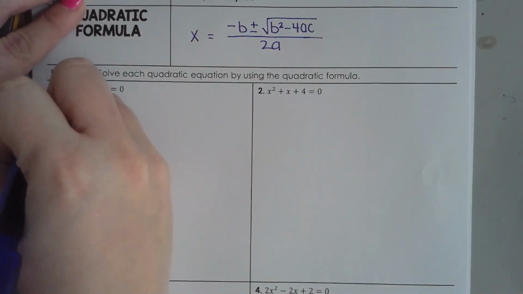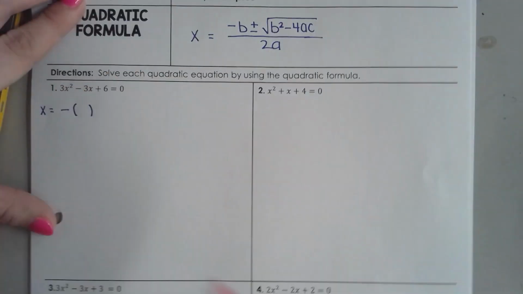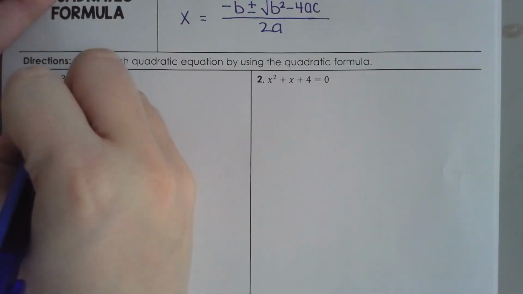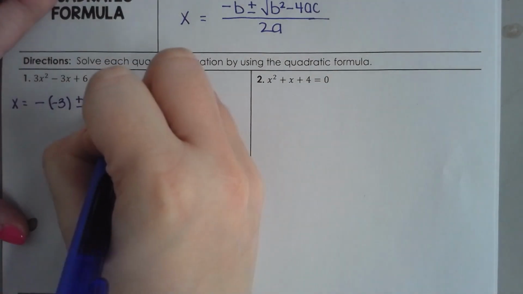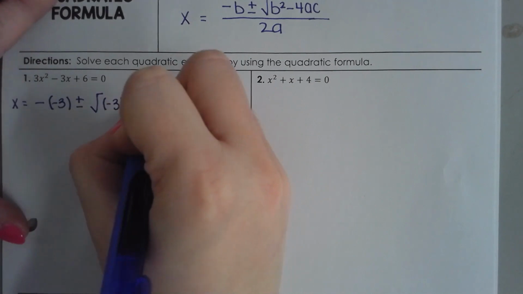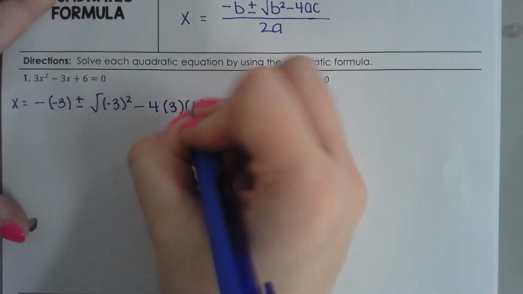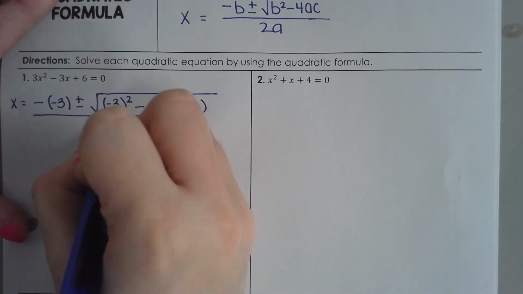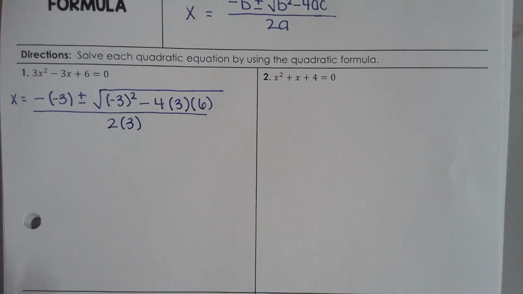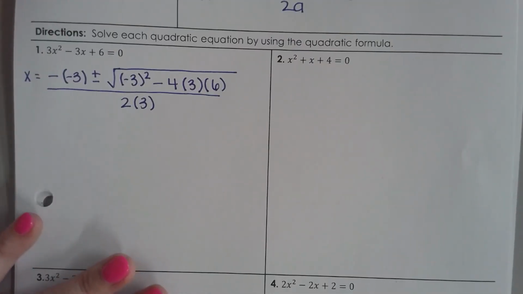So x equals negative, what's my b? Negative 3. Plus or minus the square root, my b squared, make sure you put that in parentheses, minus 4, my a is 3, my c is 6, and that's all over 2a, 2 times 3. So again, I do not want you just typing this all in the calculator as is. You're going to do a few steps at a time.